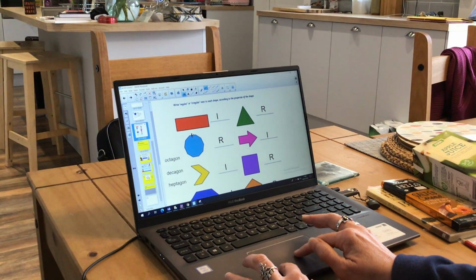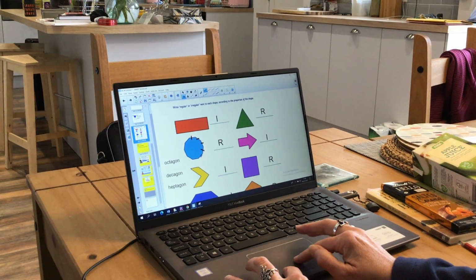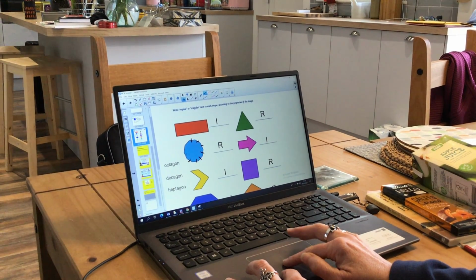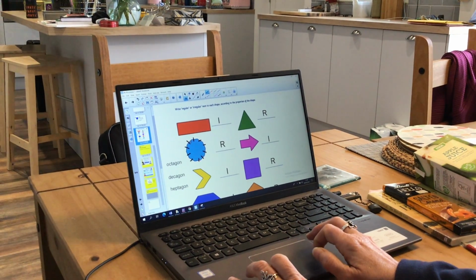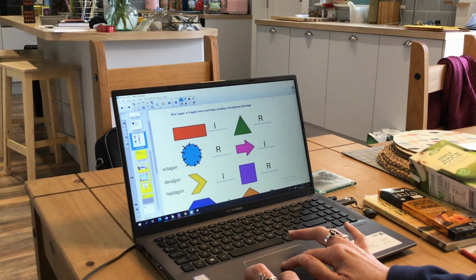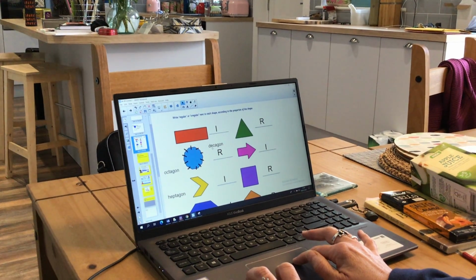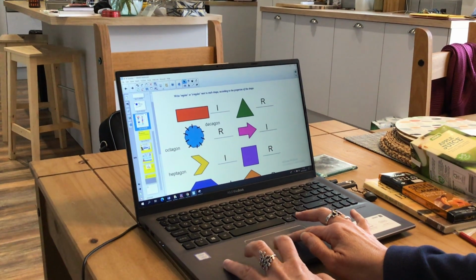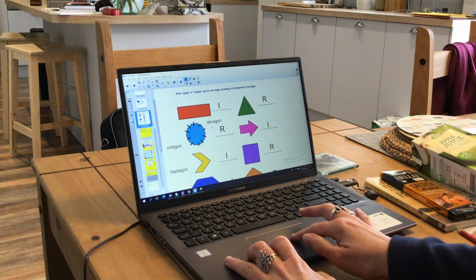Here we go. 1, 2, 3, 4, 5, 6, 7, 8, 9, 10. A 10-sided shape, children, is called, don't know if anybody found out at home and had a little look on the internet, it's called a decagon. Now, dec means 10. If you find that at the beginning of a word, it means 10. Like decade means 10 years. See if you can try and remember that, boys and girls.